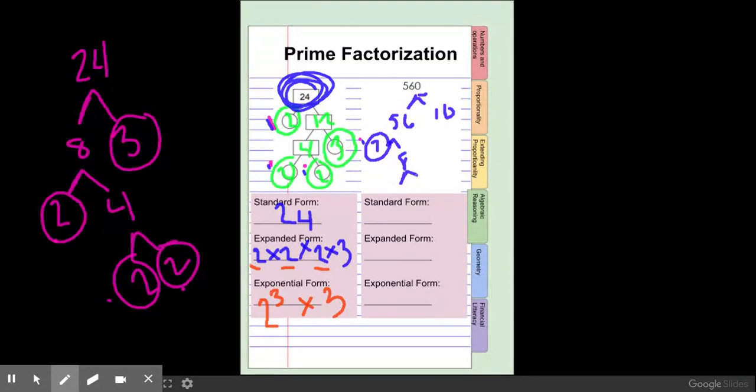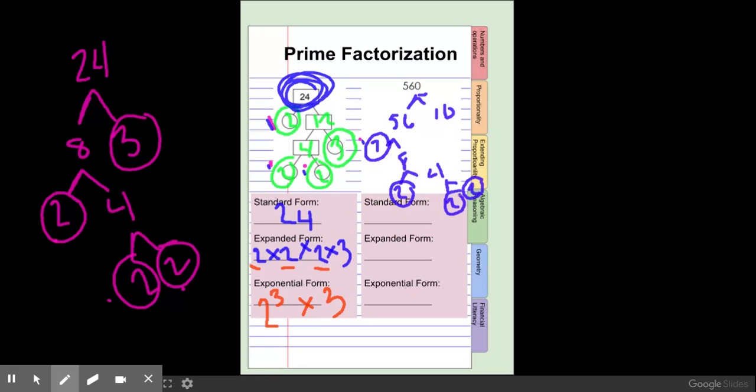So what times what equals 8? And you guys might want to write this out on a piece of paper because these get kind of long. Well, 2 times 4 is 8. And 2 is prime. Well, what times what is 4? 2 times 2 is 4. And the 2's are both prime.